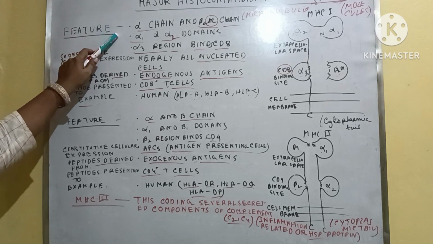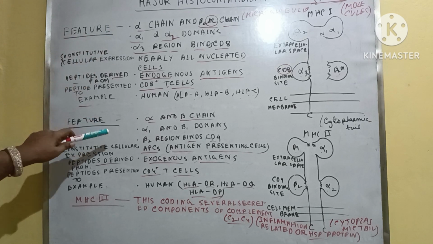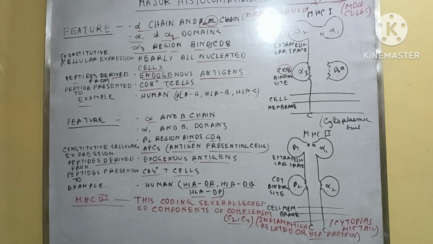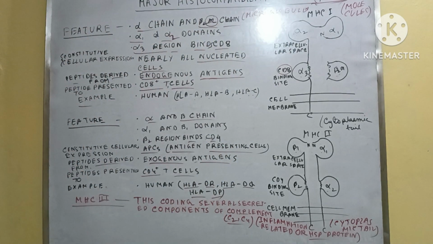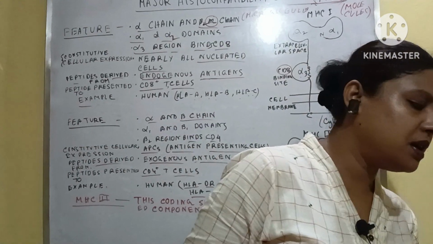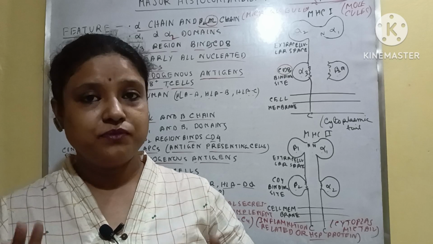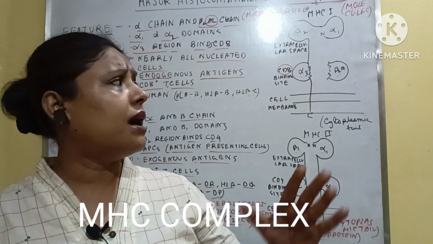So these are the three types of genes: MHC1, MHC2, and MHC3. All three types of genes are related to the major histocompatibility complex we have learned here. I think you can properly understand this.